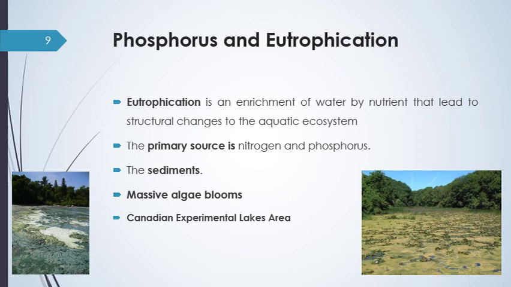Phosphorus that enters lakes will accumulate in the sediments and biosphere. It can also be recycled from the sediments and the water system. Over-enrichment of phosphate in both fresh and inshore marine waters can lead to massive algae blooms, which when they die and decay lead to eutrophication of fresh waters only. You can see in the pictures an example of this, a Canadian experimental lake area shown in the picture.